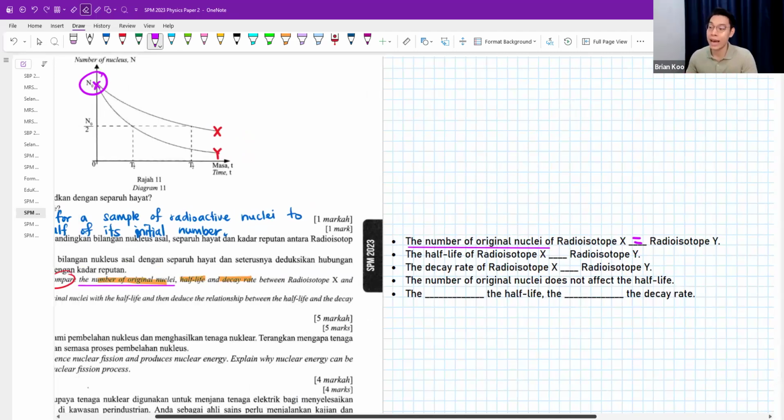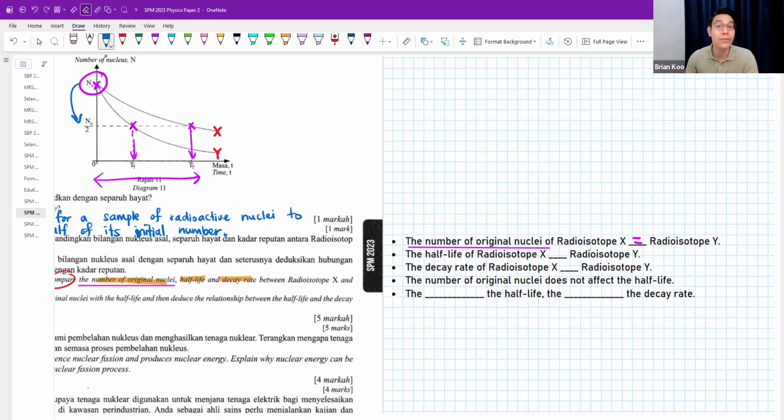Next one is the half-life of the radioisotope. For X, the half-life is much longer. For Y, the half-life is much shorter. Half-life is the time taken for it to cut down to half, to become half the number, which is here and here. So for my labeling, X is longer, Y is shorter. X is longer than Y.